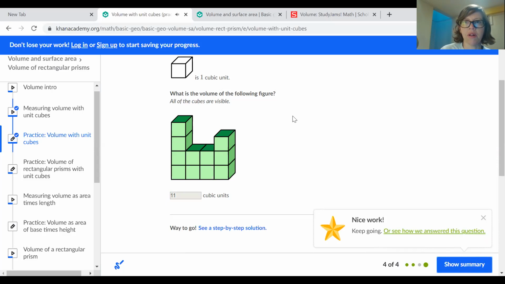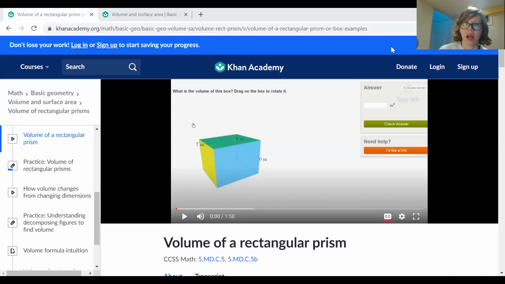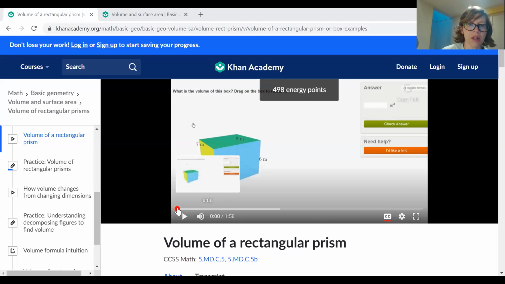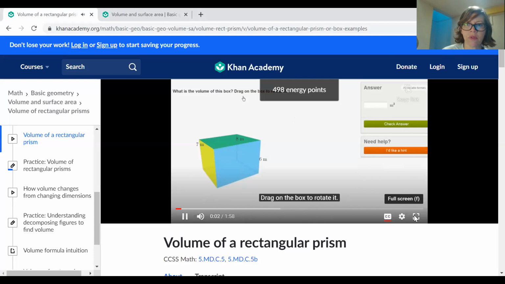Good job. All right. We're going to look at finding the volume of a rectangular prism using the formula of length times width times height. So we're going to look at an example of that. What is the volume of this box? Drag on the box to rotate it.